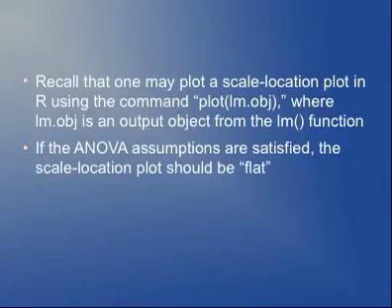And to get that, you just save the output of your lm object, lm.object, and then you apply the plot function. And if your ANOVA assumptions are satisfied, this scale-location plot should be quote-unquote flat. If you see it increasing like it did on the previous slide, that indicates your assumptions may be violated.